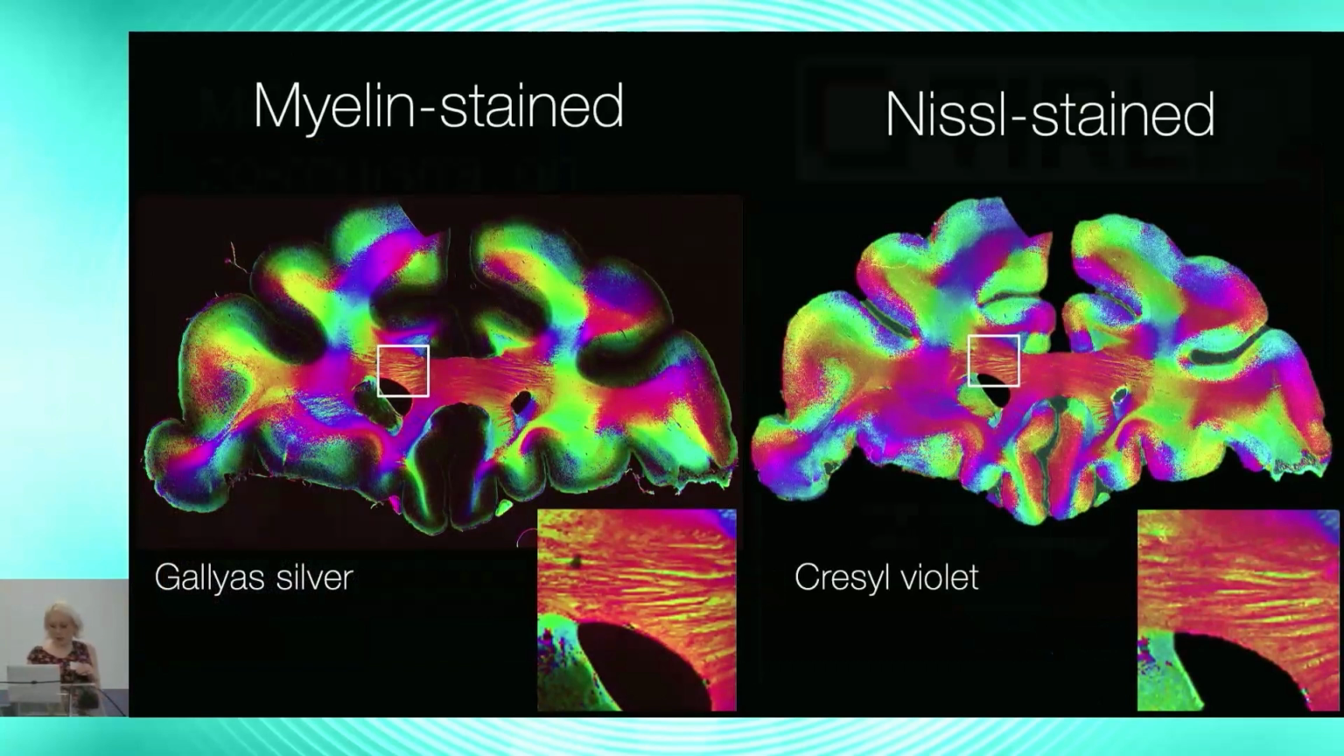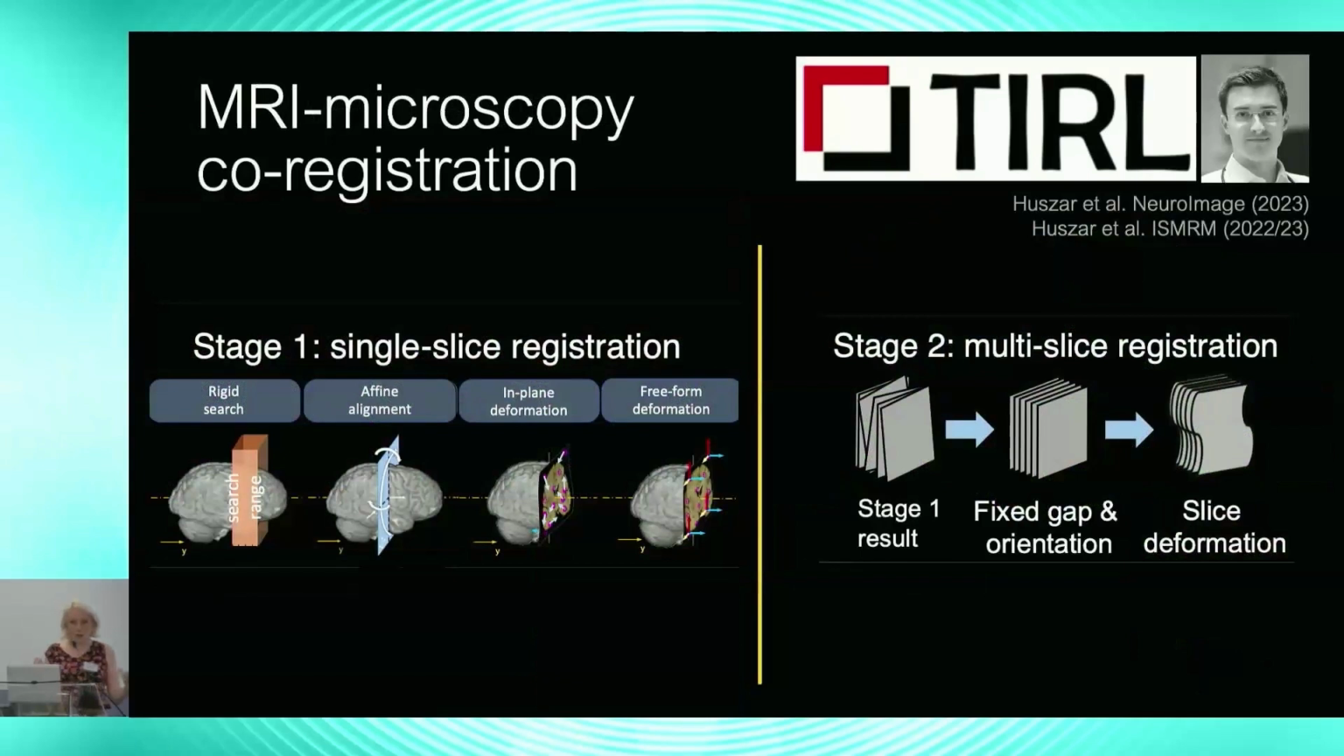So once we've got our quantitative metrics, to reconstruct them into a microscopy volume, we need to perform high-quality co-registration. In BigMac, we did that using TIRL. Today, one of the workbooks will allow you to play around with the TIRL warp fields and actually do some of this mapping yourself.